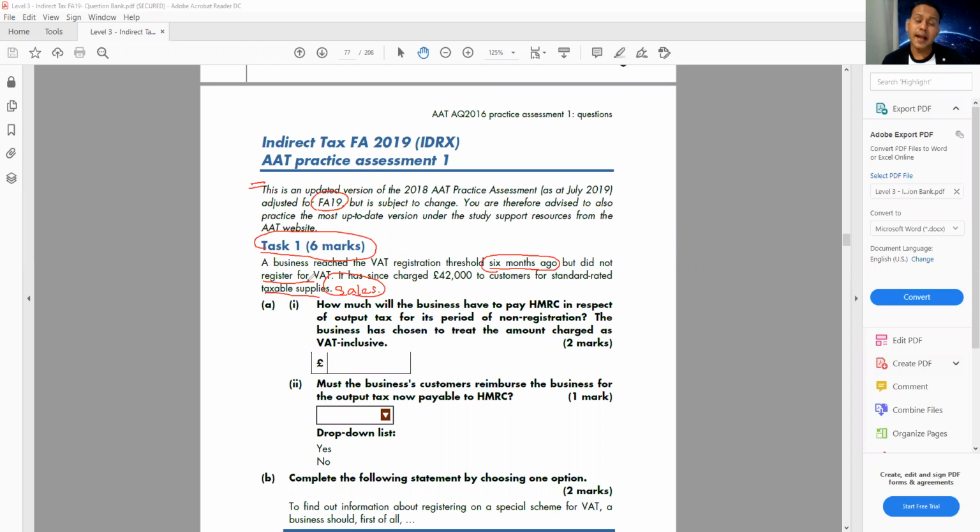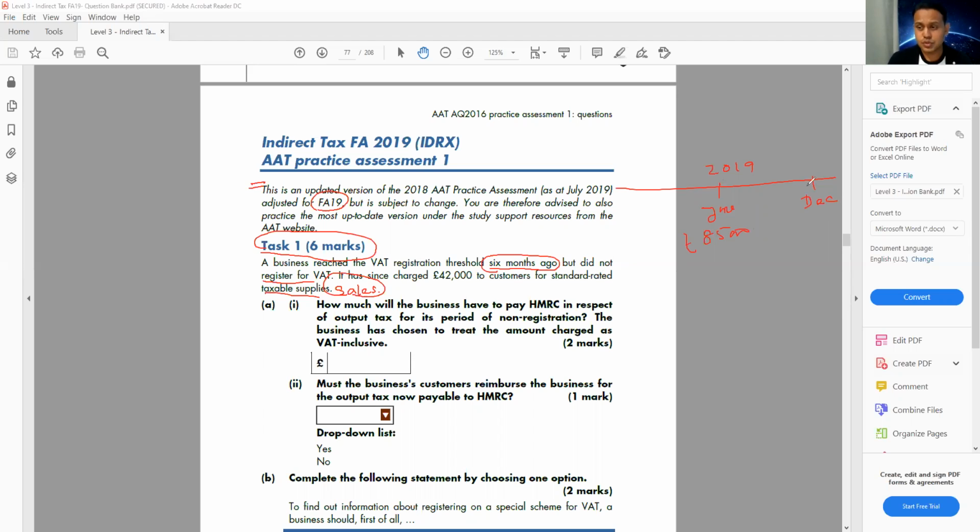The company has to go back and start charging the VAT from the date they were supposed to register. For example, we are in 2019 and we were supposed to register in June. The threshold of 85,000 was reached, meaning in the last 12 months the sales reached 85,000. So we were supposed to register in June, but we forgot. Now we are in December.